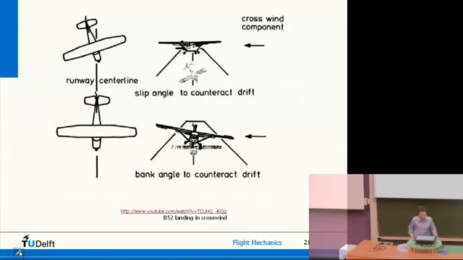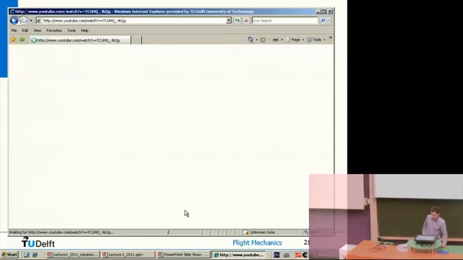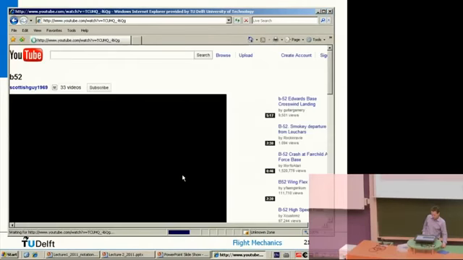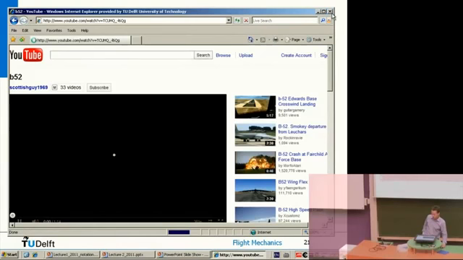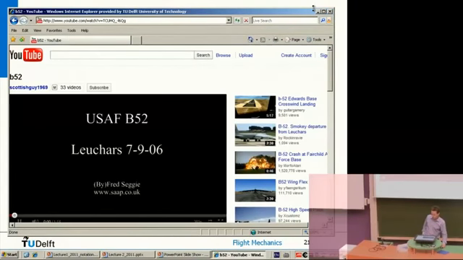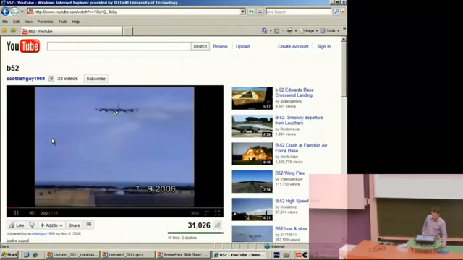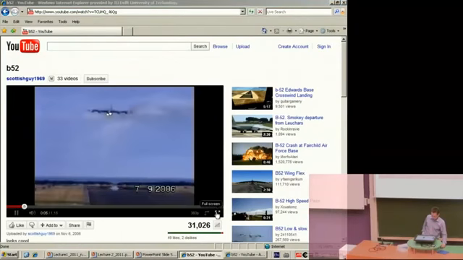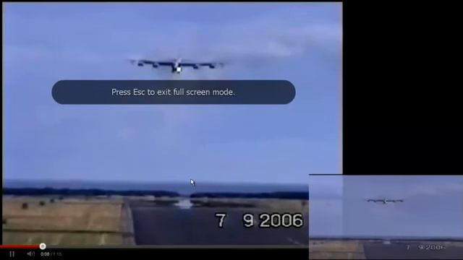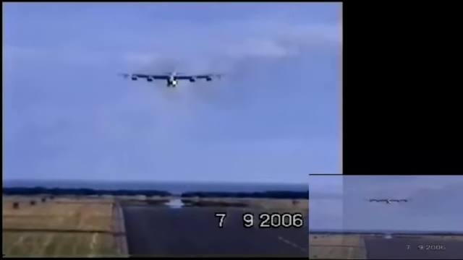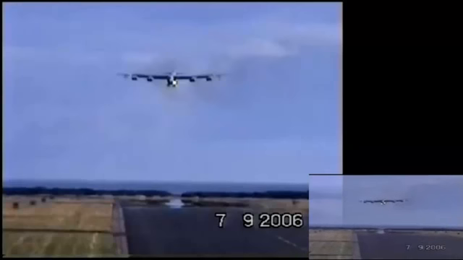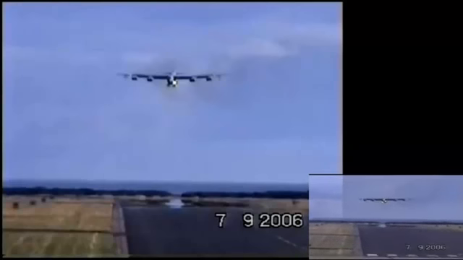But let me just show you one video before the break of maybe an interesting plane. Hope it works. This is a B-52 landing. Now, as you may know, a B-52 is a rather large airplane. And if this plane was to land like this, so with one wing down, the wings are so long that the wings would hit the ground. So this plane can't do that.